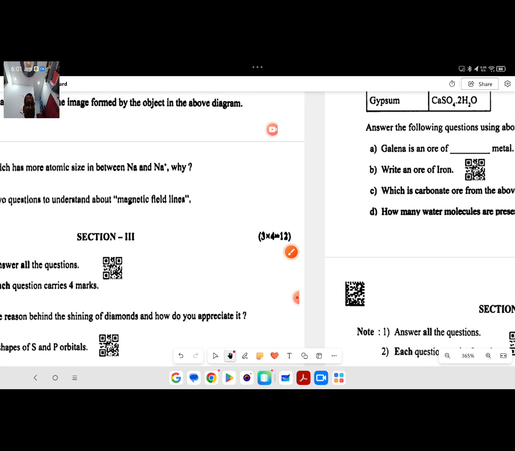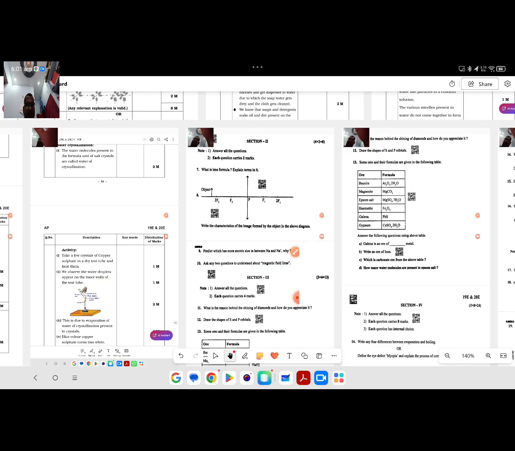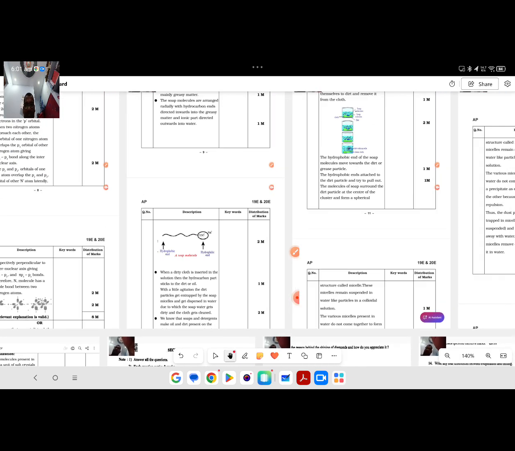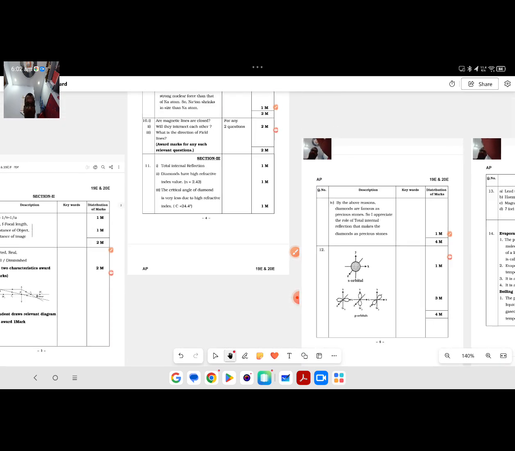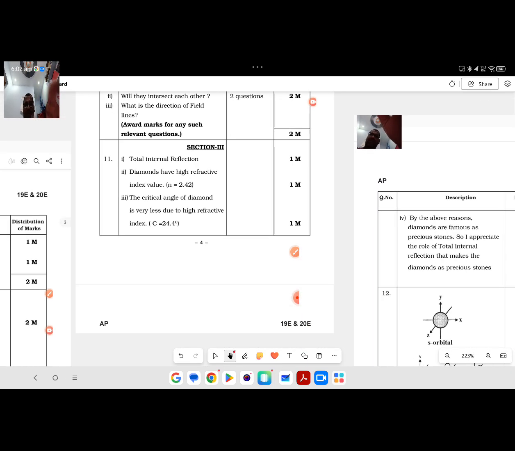We will see the solution for it, so that you'll understand what type of solution, how you'll get the marks for it. Okay, right. So it is clearly given. Look at the answer for this.